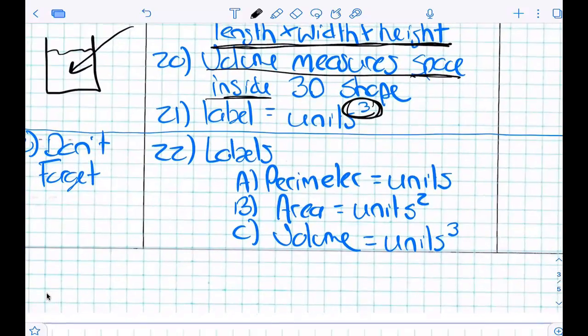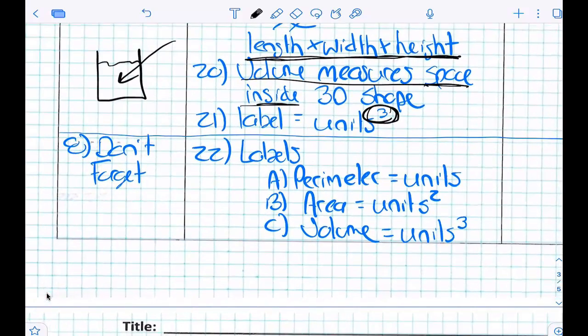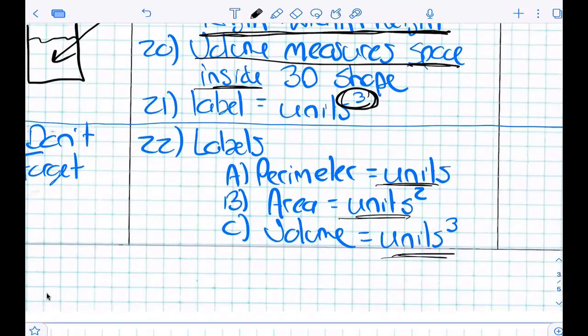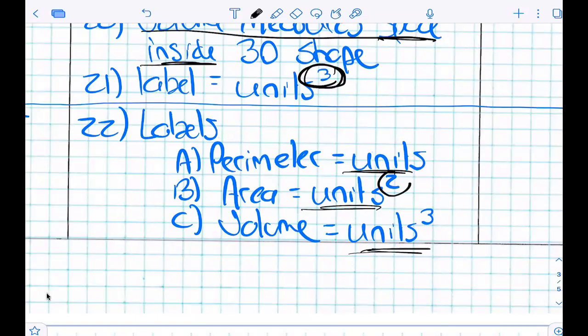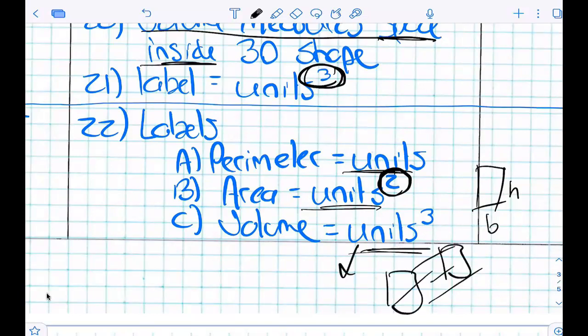Don't forget, there are some things I don't want you to forget. Perimeter. What's the label for perimeter, you guys? Unit. What is the label for area? Unit square. What is the label for volume? Unit cube. And by the way, area has how many dimensions that we're solving for? 2. It's like base and height, right? Volume actually has 3 dimensions, right? Okay, it is base or length times width times height, right? So that's where we get those exponents from, yes?